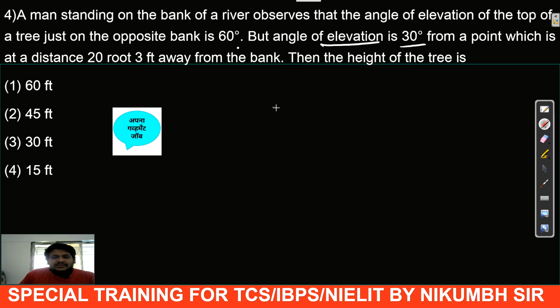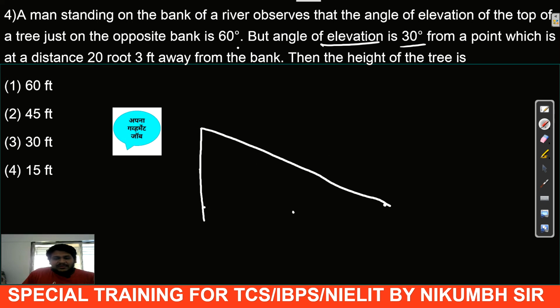So basically the question is like, you have the tree here, okay, you have the tree like this. I will make it a straight line, because this is going to be our right angle triangle, right? So this is my tree, okay. Suppose the man is standing here and he is looking at the tree, okay. Now the thing is that the man standing on the bank of the river observes that the angle of elevation of the top of a tree on the opposite bank is 60 degree, okay, opposite bank means here, so it is here, it is 60 degree, okay, like this.